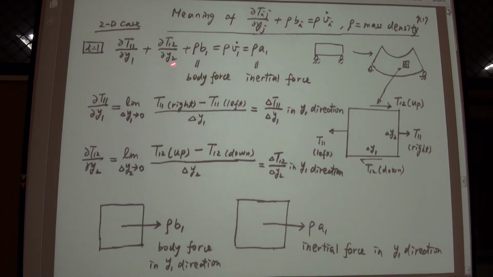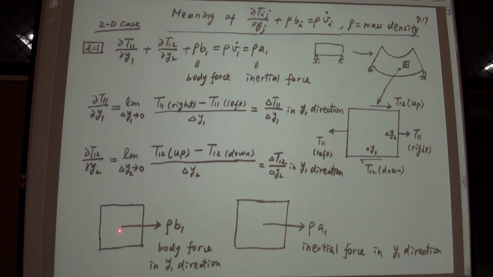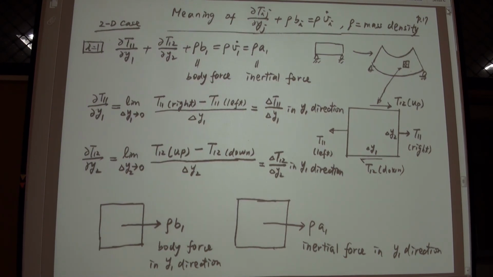We replace this term by this term, this term by this term, this term by this term. Obviously, this is the body force, okay? So, let me show you. I equal 1 means that this body force is in the horizontal direction. If I equal to 2, it means that the body force is in the vertical direction.